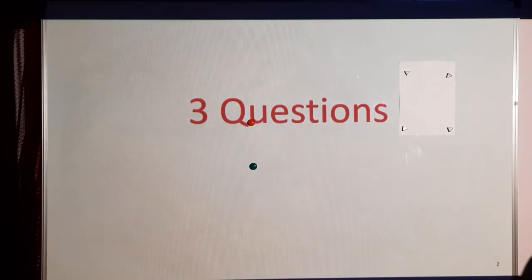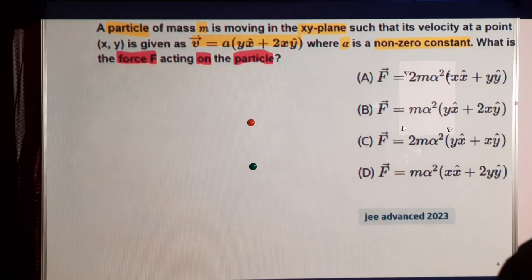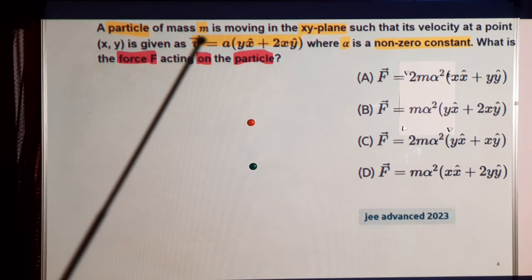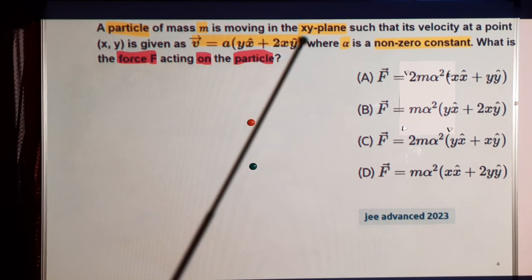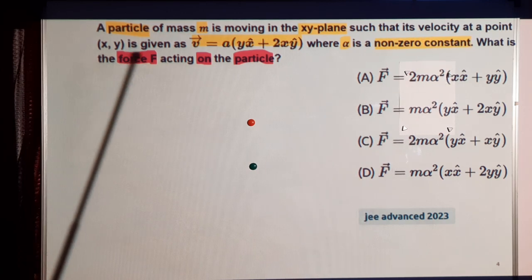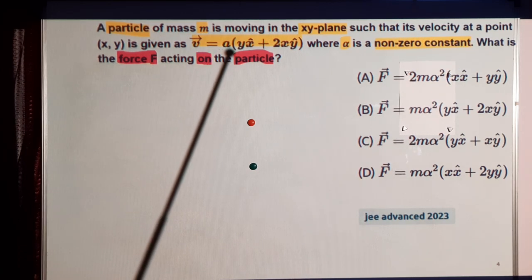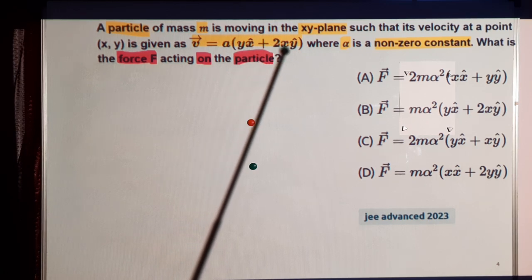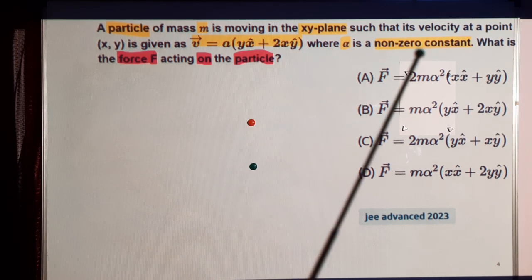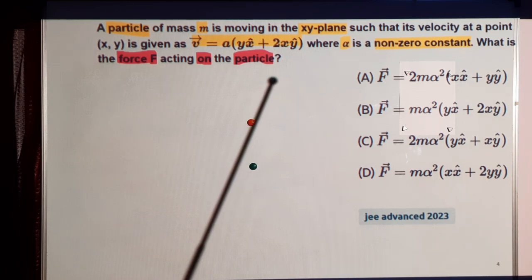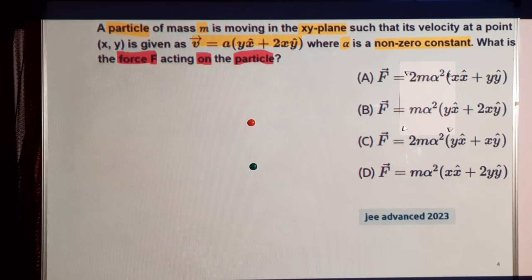I will discuss 3 questions. This is the first one. A particle of mass m is moving in the xy plane such that its velocity at a point (x, y) is given as v = alpha(y x cap + 2x y cap), where alpha is a non-zero constant. What is the force F acting on the particle? You can pause and try this question.